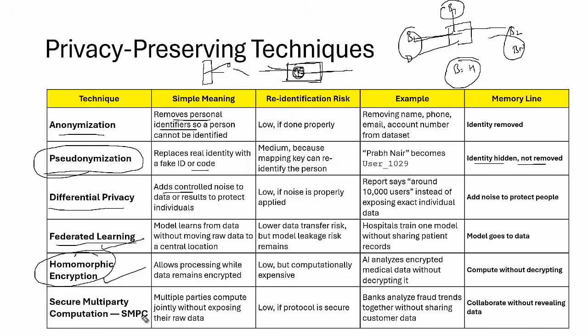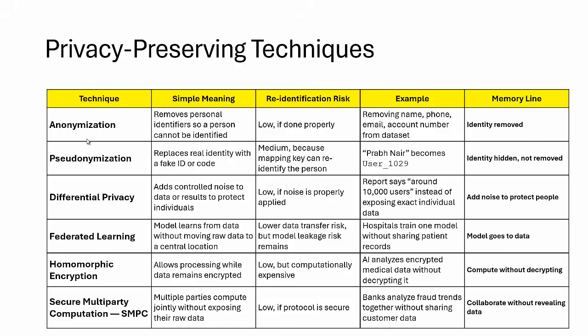And last is SMPC, secure multi-party computation, where multiple parties compute jointly without exposing their data. So these are the different types of privacy preserving techniques we have. From the AAISM perspective, federated learning is testable, homomorphic encryption is testable, and differential privacy is testable.